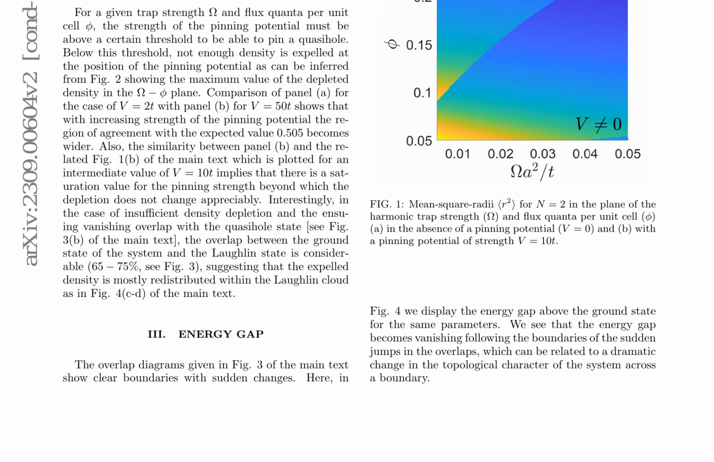Moreover, the authors examine the energy gap above the ground state for the same parameters. Figure 4 displays the energy gap, which becomes vanishingly small following the boundaries of sudden jumps in the overlaps. This can be related to a dramatic change in the topological character of the system across a boundary.